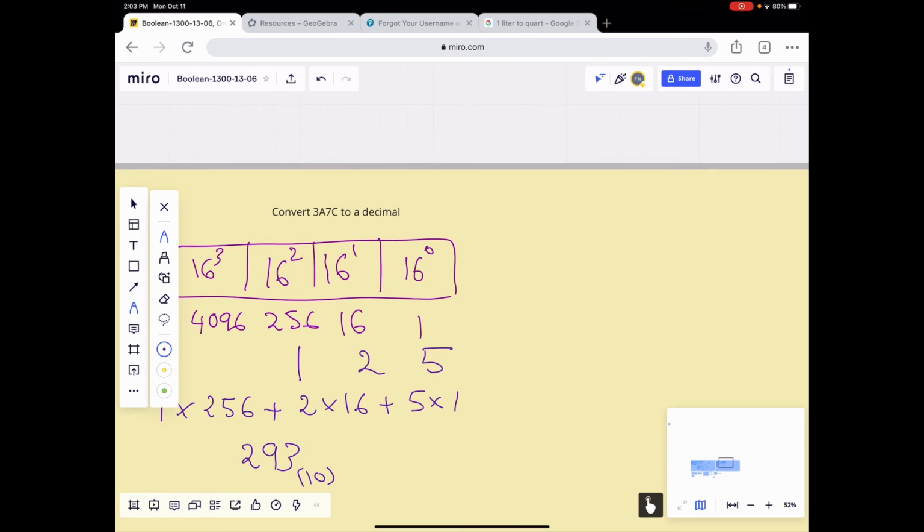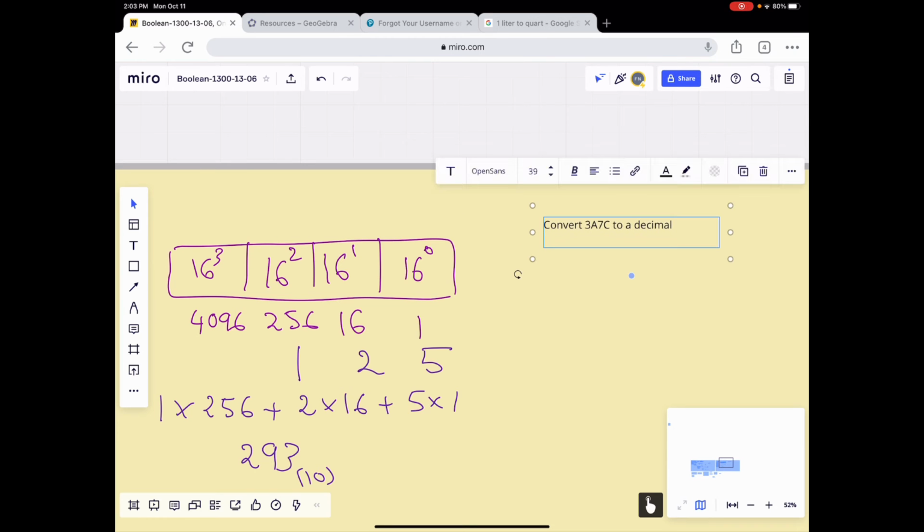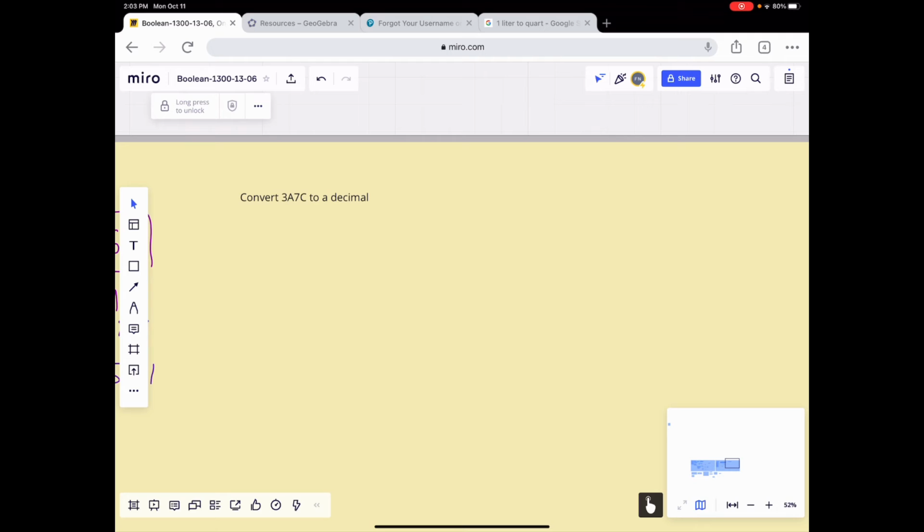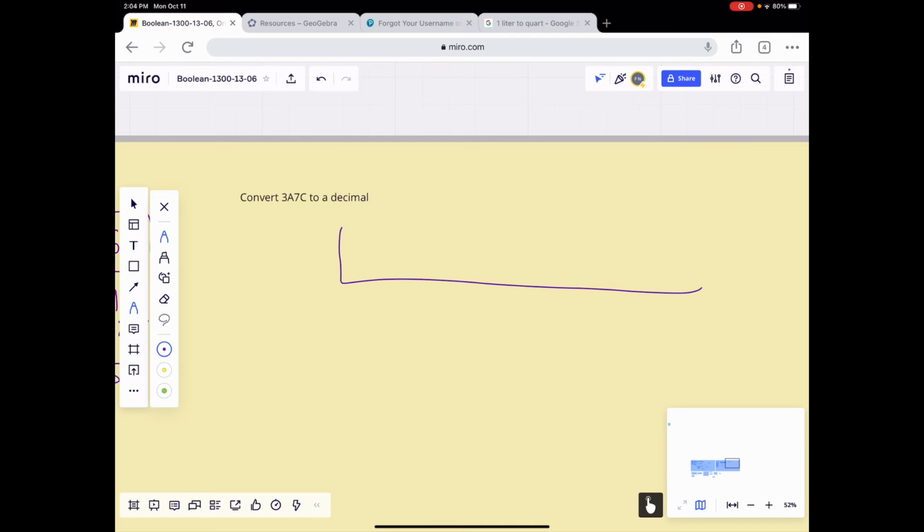Okay, let's do another example. Convert 3A7C to a decimal. So first, you make sure you put in the right place value. So I'm going to write down 16 to the power of 0, 16 to the power of 1, 16 to the power of 2, and 16 to the power of 3.